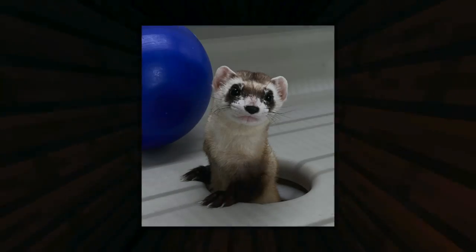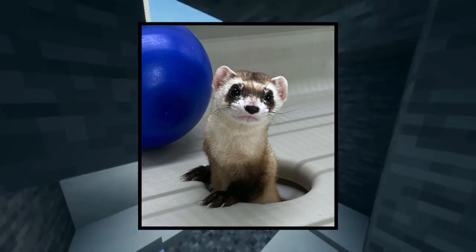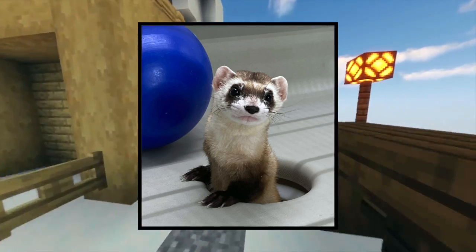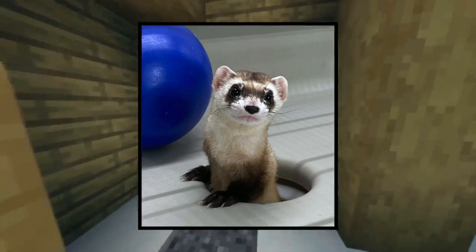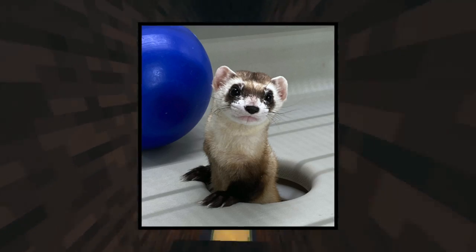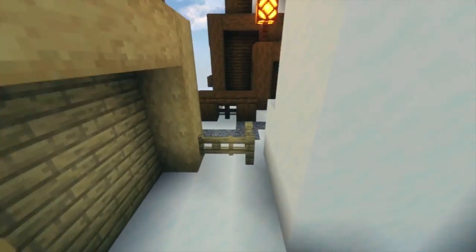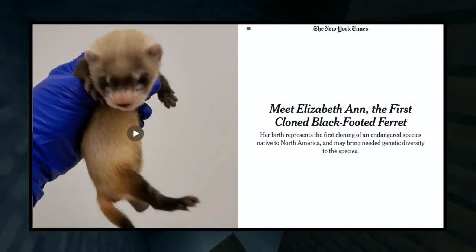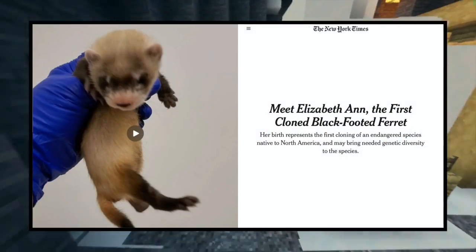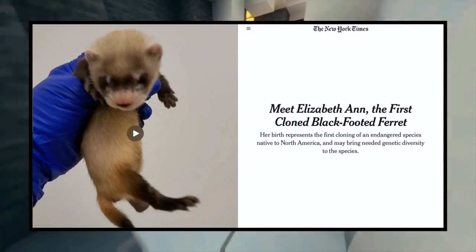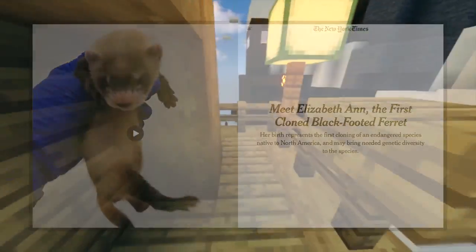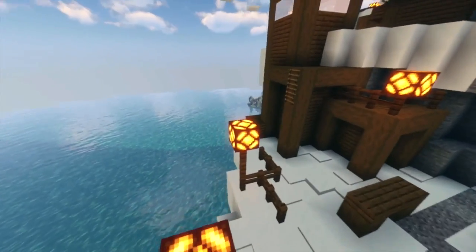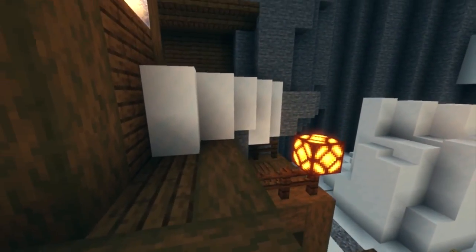One example is Elizabeth Ann, a black-footed ferret. She was successfully cloned from cells in the 1900s, which means that she has different genes than the ones found in ferrets today. This means when she has offspring, she's going to be passing on her genes to her babies. This means that the extinction vortex will be prevented and the black-footed ferret population will start to bloom.